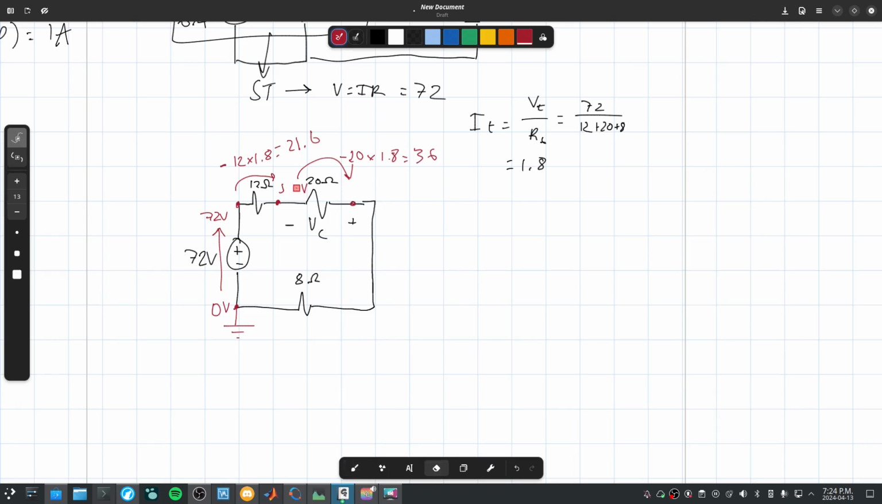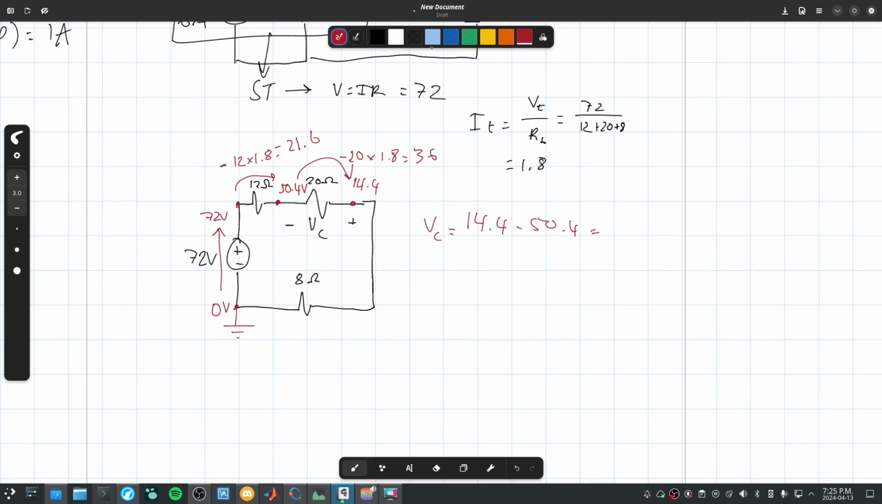Actually, yeah, we didn't even need to calculate this, but I'm just going to do it anyway to show a point. So this is 50.4 minus 36 is 14.4. So VC is not equal to 36. This is wrong, because, again, we're working in not passive mode. VC is 14.4 minus 50.4.